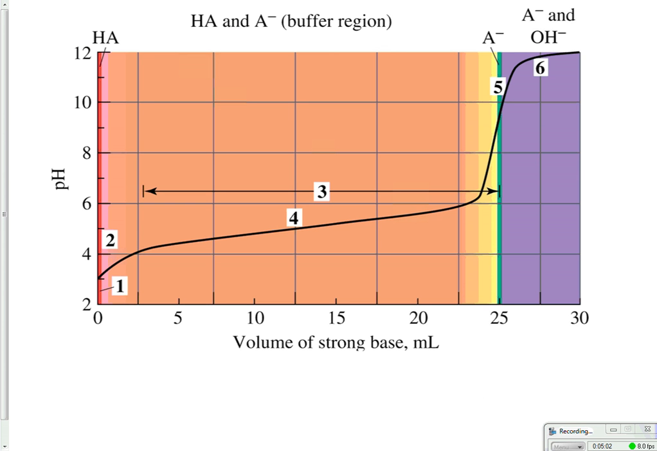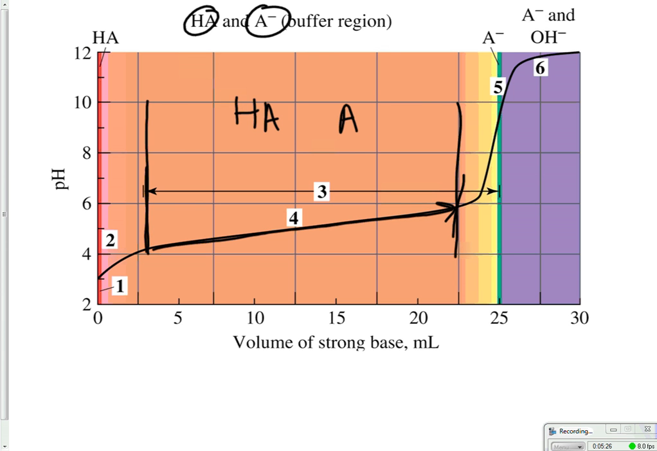If you look here, the key thing to know is the buffer region is when you have the acid and its conjugate base buffering. That's going to be the zone. That's why the slope of this line in a titration curve is very, very gradually uphill, even though you're adding a strong base. What's happening is you have a buffer system working in between the line here and the line here. So that's where you have HA and A minus present. Before you start over here, you're really just going to have HA.